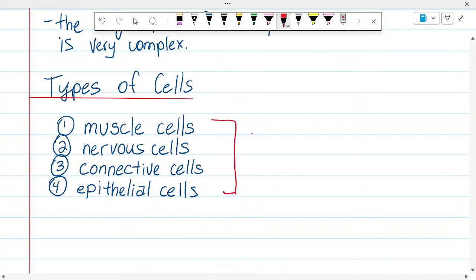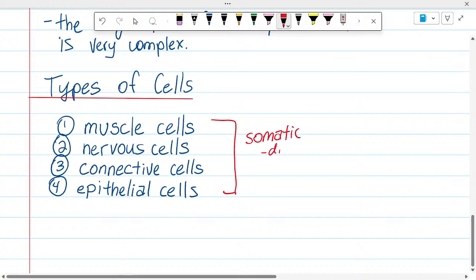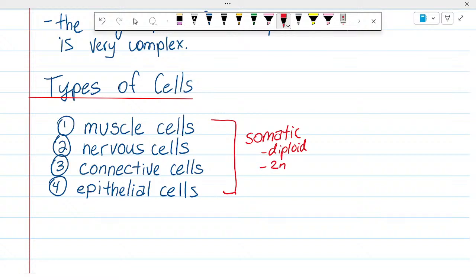But these are somatic, which is another way of saying that these are all of our regular diploid cells. Right? Diploid. Another way of saying diploid is 2N. We have twice the normal number of chromosomes. In a human, all of your somatic cells have how many chromosomes? 46, which is 2 copies of the 23 unique chromosomes.